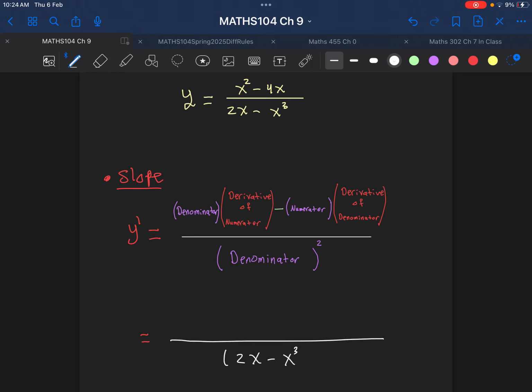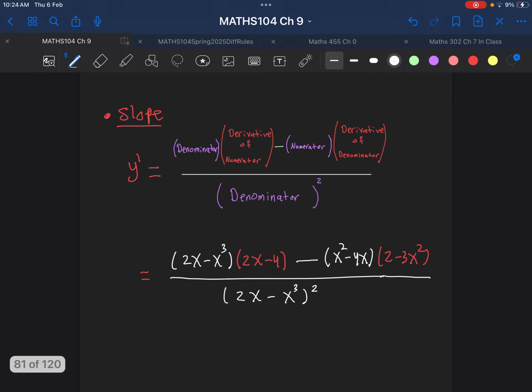Because we have this. First of all, denominator squared, denominator times the derivative of the numerator. What's the derivative of the numerator? It is 2x minus 4, minus the numerator, which is x squared minus 4x, times the derivative of the denominator, which is 2 minus 3x squared.